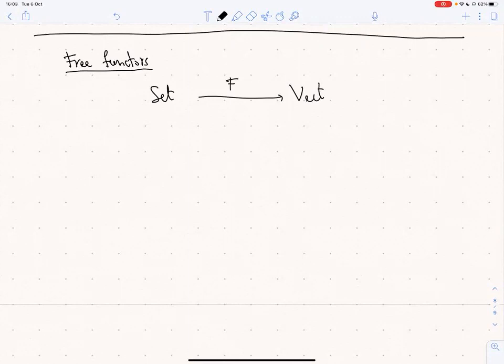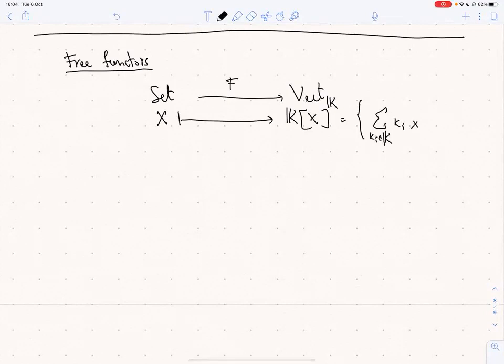Okay, so it sends a set X to the free vector space over X. So let's say Vect_K, vector spaces over K, which is my favorite field, the one you choose. So this is K of X, and this is by definition the words of the form sum of k_i x_i with k_i in K. Yes, these are formal words.